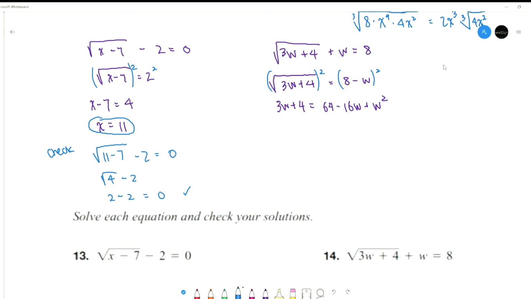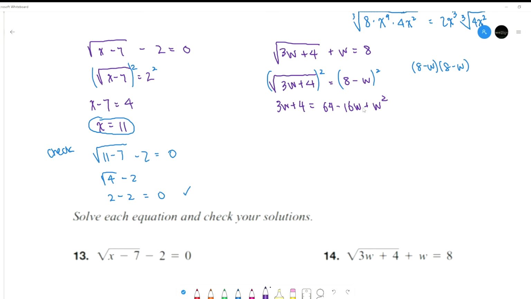Did you remember what I'm talking about? If you did 8 minus w times 8 minus w, the middle two terms are the same, so that's why it's 2 times the first times the second.